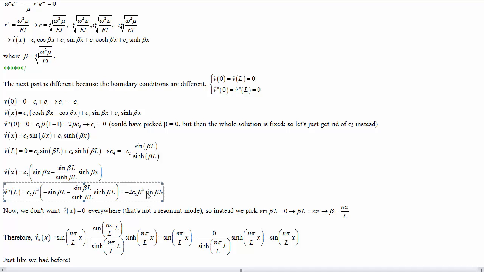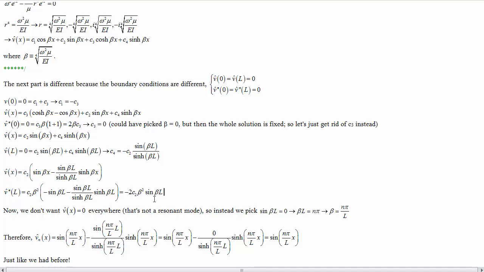So we need to find some way for this equation to be 0 without having V at x equal to 0 everywhere. And since beta equals 0 would make it 0 everywhere, we can't have that. Since C2 equals 0 would make it 0 everywhere, we can't have that. So it must be that this sine beta L is equal to 0.